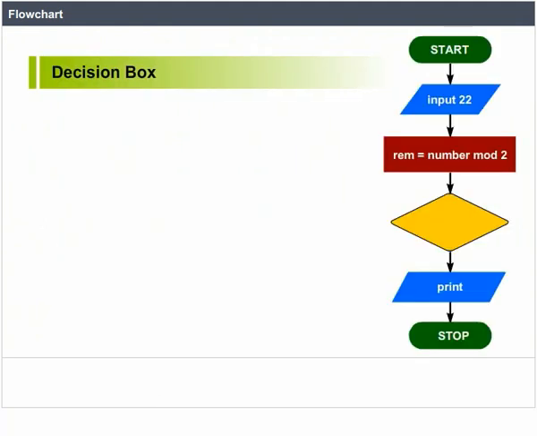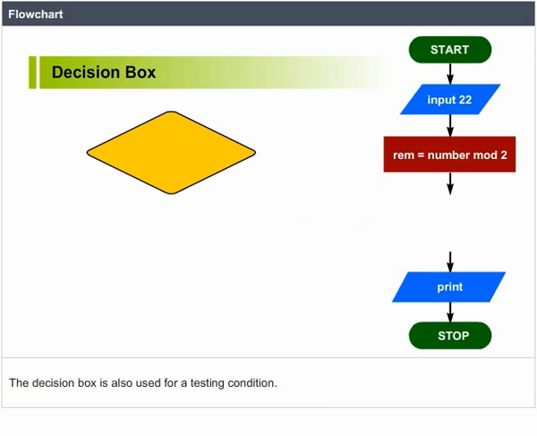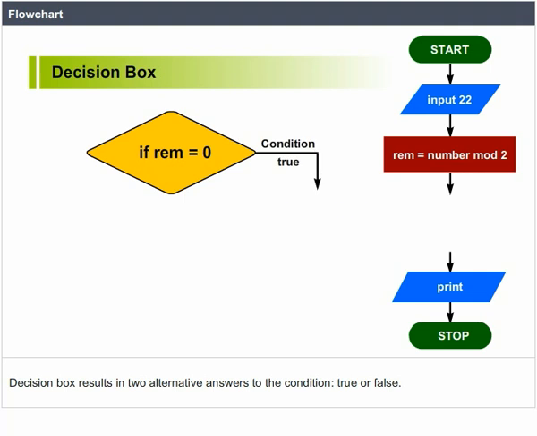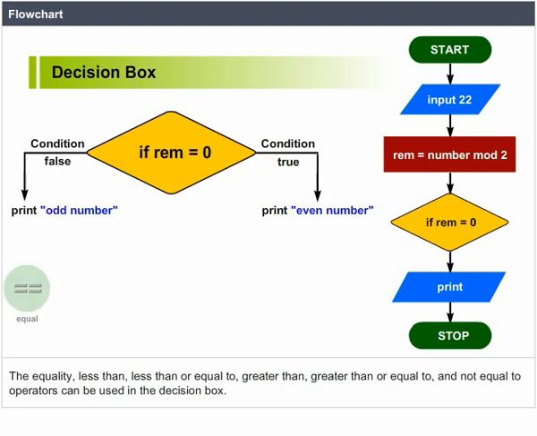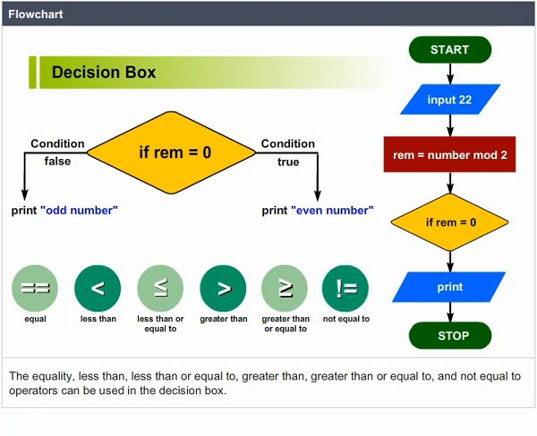Decision box. The shape of a decision box is a rhombus. This box is used when two quantities need to be compared. The decision box is also used for a testing condition. Decision box results in two alternative answers to the condition: true or false. The equality, less than or equal to, greater than or equal to, and not equal to operators can be used in the decision box.